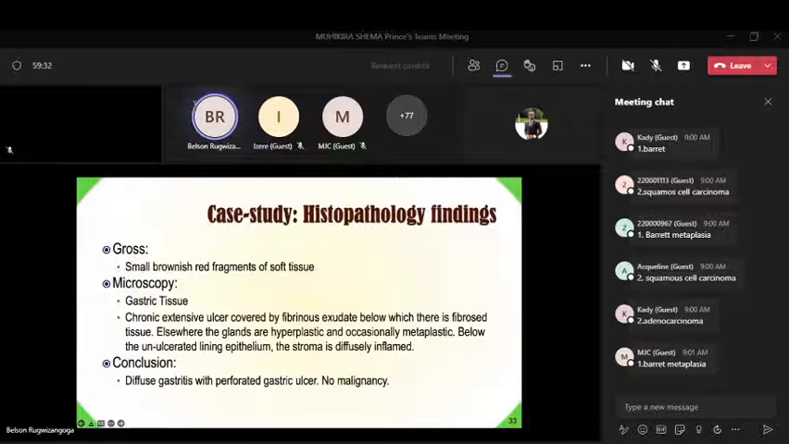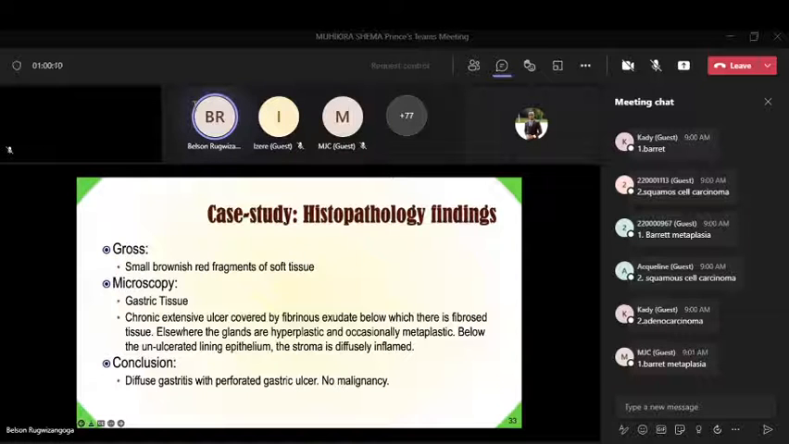There was granulation tissue. Elsewhere, the glands are hypoplastic and occasionally metaplastic, meaning that some of them had tried to be like the glands of the intestines. Because the intestinal glands have goblet cells. In the stomach, we don't have goblet cells. When we see them, we say there is intestinal metaplasia, as I said for the esophagus. In the esophagus, we call it intestinal metaplasia, and specifically Barrett's esophagus. In the stomach, we just say intestinal metaplasia.